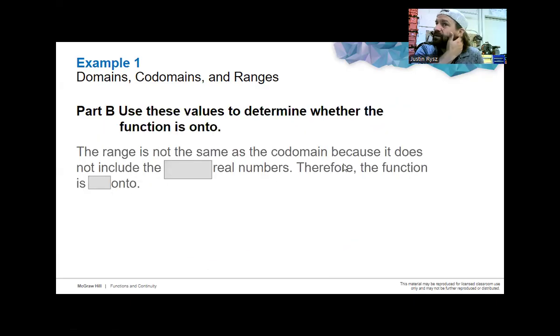Okay, so now what we're going to do is go back and look at that to determine whether the function is onto. So the range is not the same as the codomain. Remember, the range was less than or equal to 0. The codomain was all real numbers. So it does not include the positive numbers that we were looking at. Therefore, the function is not onto.